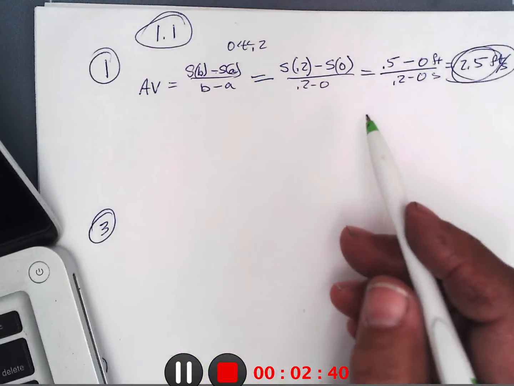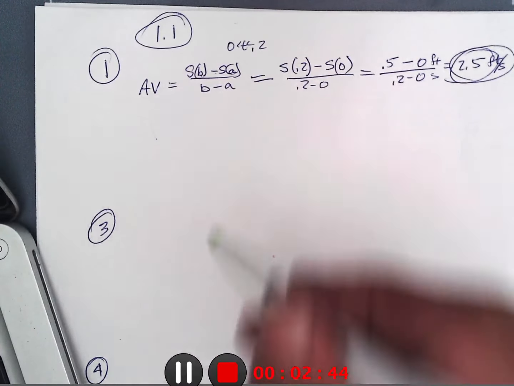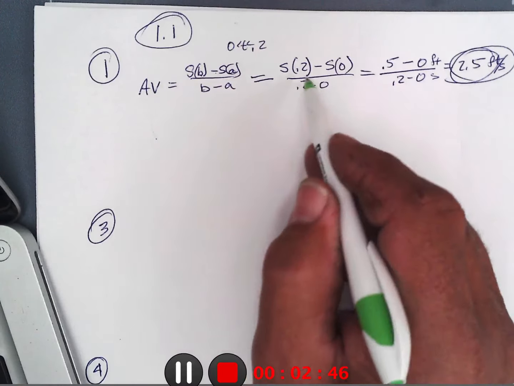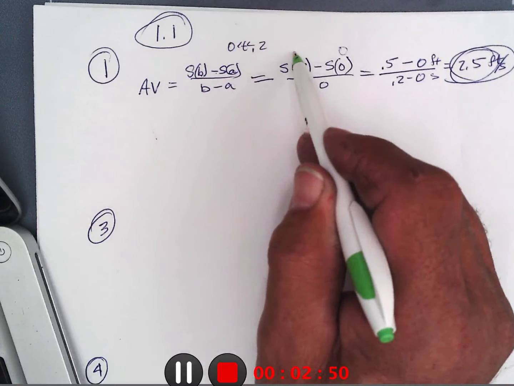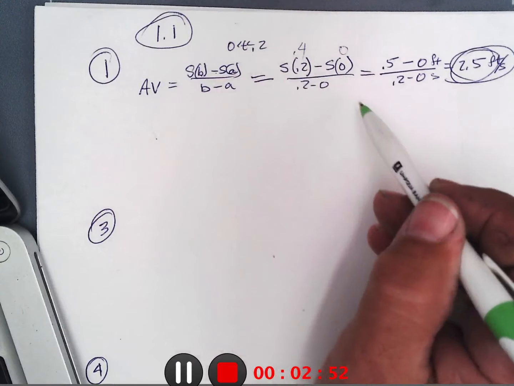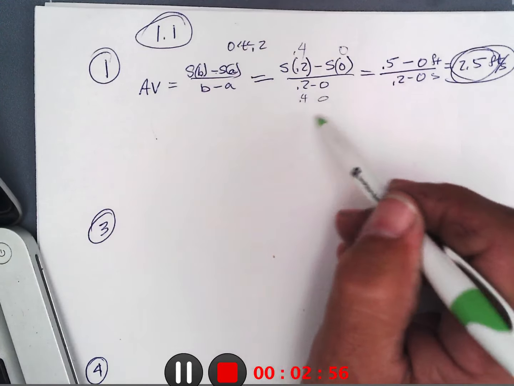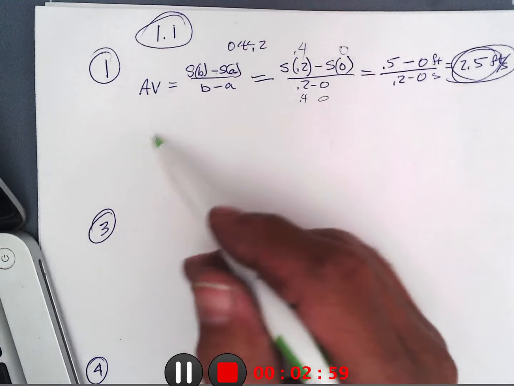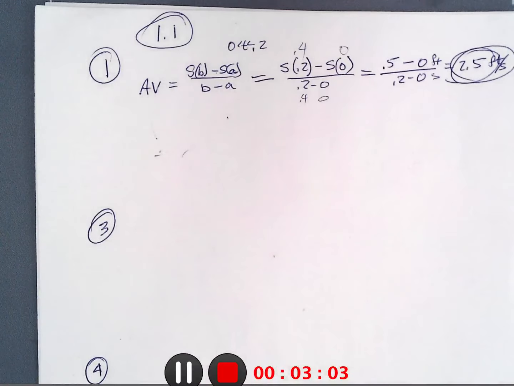Or we could do the average over a bigger interval, like maybe go from 0 to 0.4. And that would give us the average across that, which might be a better answer. But that's the idea for 1.